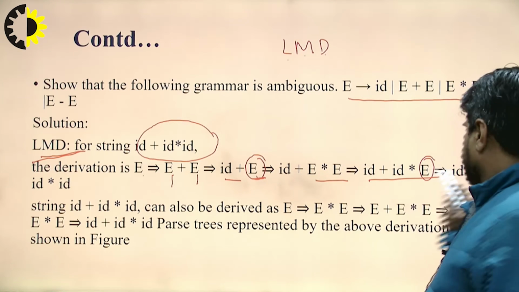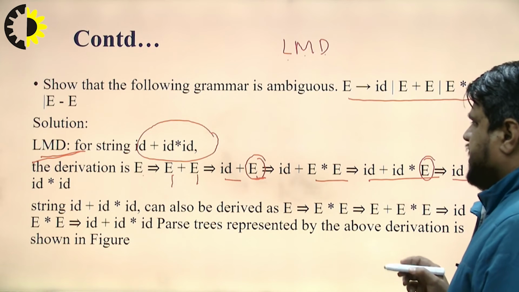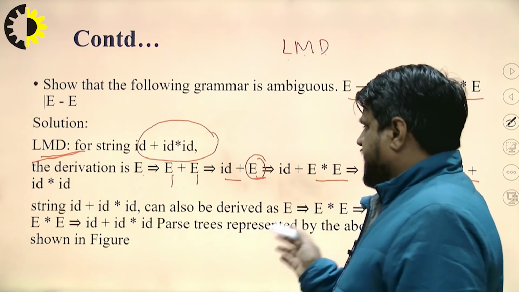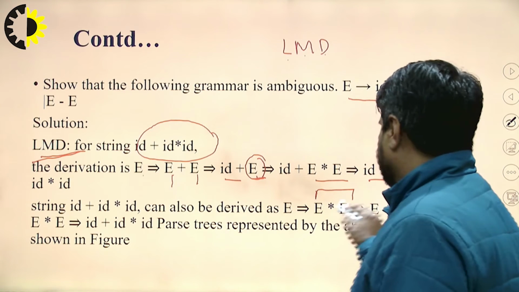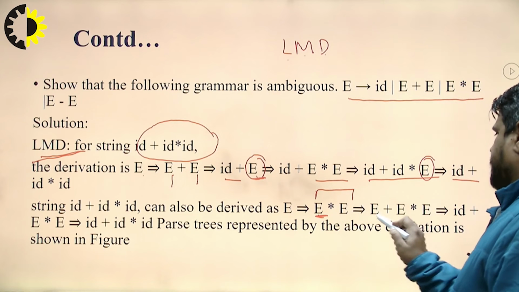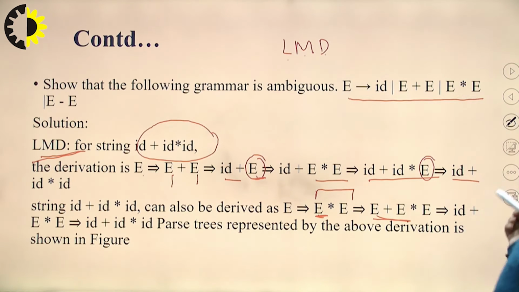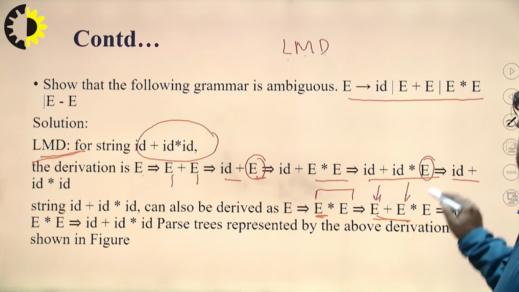So in this manner, you will achieve ID plus ID multiplied by ID, right? The same string can be generated by another type of derivation. You will choose E multiply E. After that, you will expand it by E plus E. After that, you will replace this E by the ID. After that, this one. After that, this one.